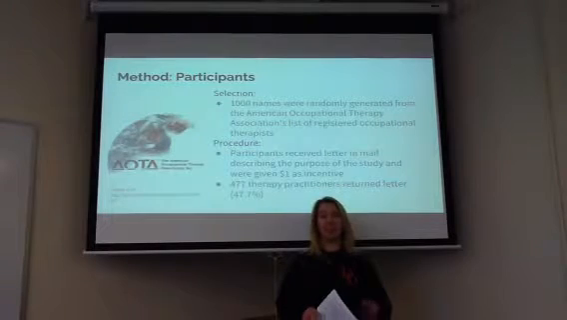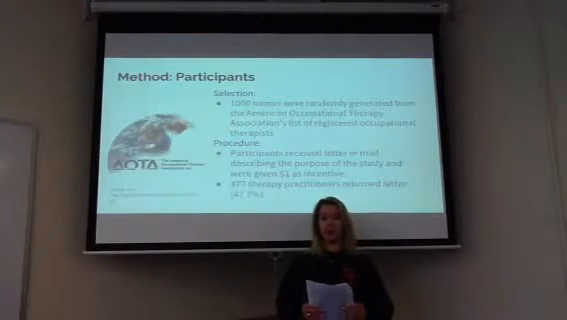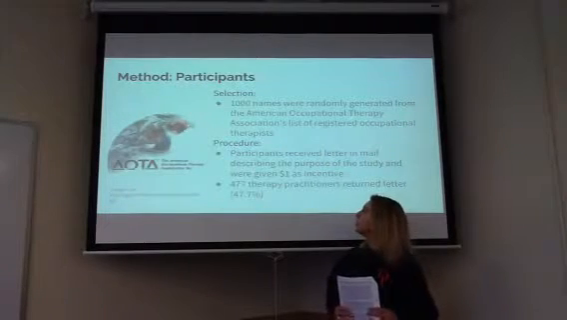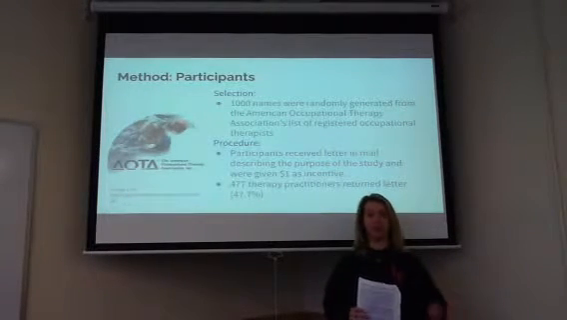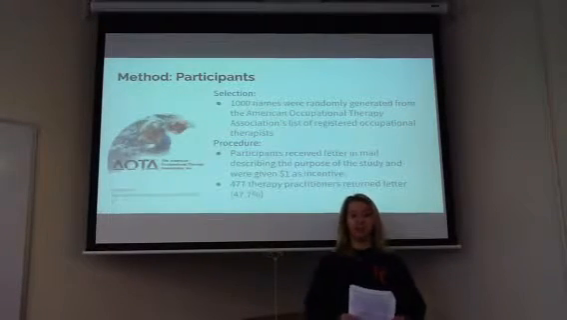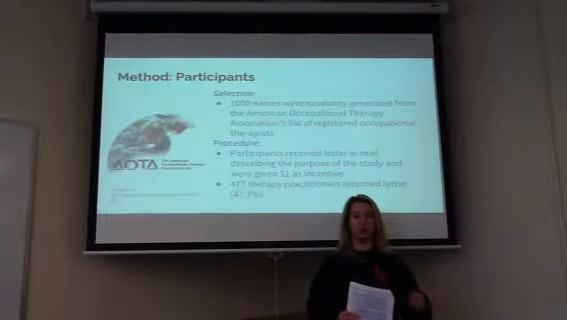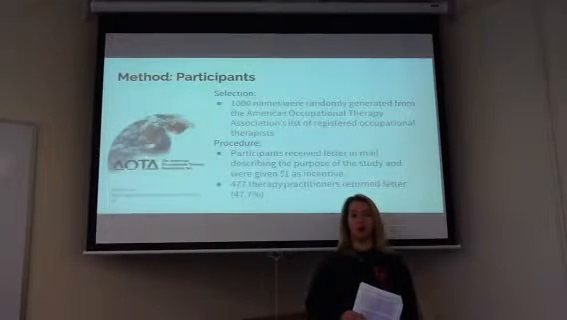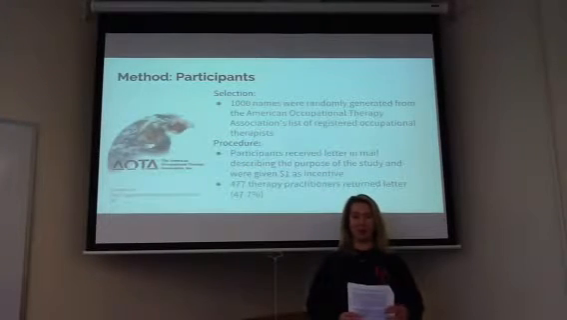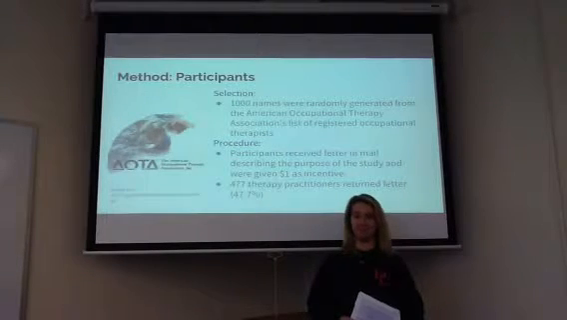The second section was on the participants. As you can see, the American Occupational Therapy Association provided a list of which they randomly generated 1,000 different names. They then sent their survey to these 1,000 participants along with the goals of this survey and a $1 incentive. 477 participants ended up sending the survey back to them, which was 47.7%.